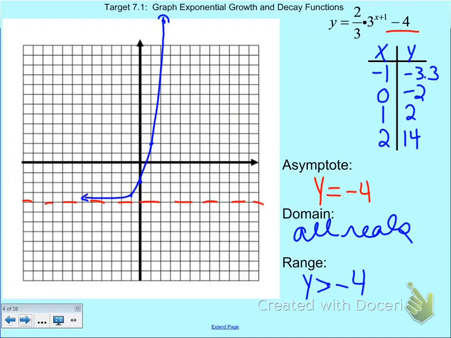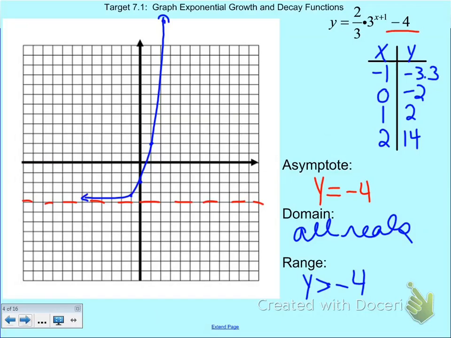Okay, this is what our graph should look like here in blue. Again, it comes close to crossing the asymptote, but never, ever does. We have the points (-1, -3.3), (0, -2), (1, 2), and (2, 14), which is a little high for the graph, but I just fit it in. Our domain, again, is all reals because you can plug anything in. And our range is y is greater than -4. So that's graphing exponential growth equations.